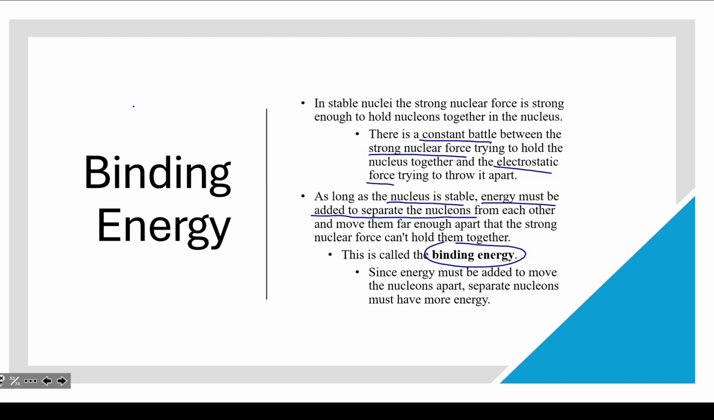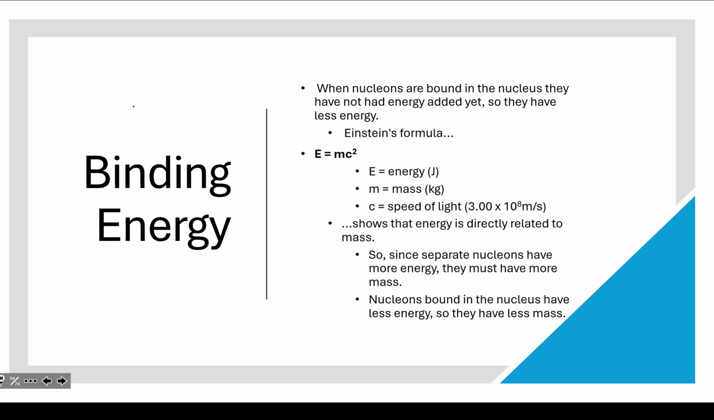Now, what this also means, thanks to Einstein's work, is that when we're adding energy to the system, there's also going to be a change in mass. When the nucleons are apart, they have to have more energy, which just makes sense because they're moving around. If they have more energy, this will have an effect on the mass. So when nucleons are bound in the nucleus, they have less energy.